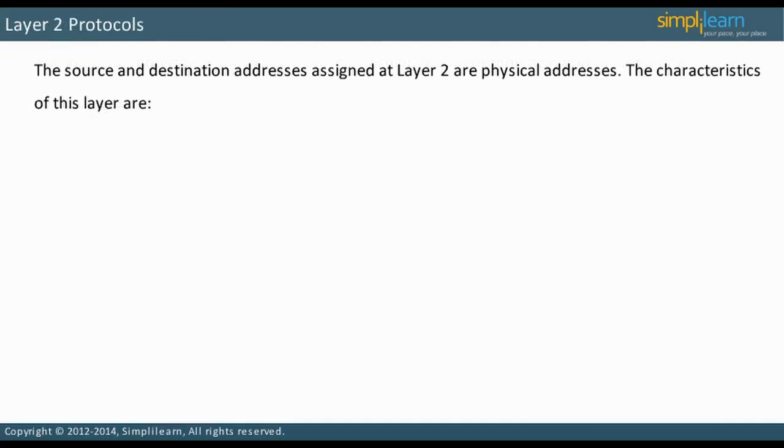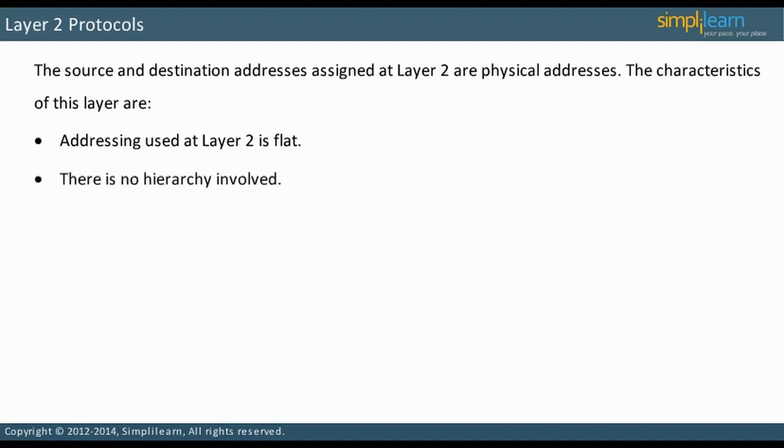Ethernet is the primary Layer 2 protocol used on a LAN. Other Layer 2 protocols are Point-to-Point Protocol, PPP, High-Level Data Link Control, HDLC, Frame Relay, and Cisco Discovery Protocol, CDP. The source and destination addresses assigned at Layer 2 are physical addresses. For example, an Ethernet MAC address is a physical address. It corresponds to the network interface card in the device. Addressing used at Layer 2 is flat.